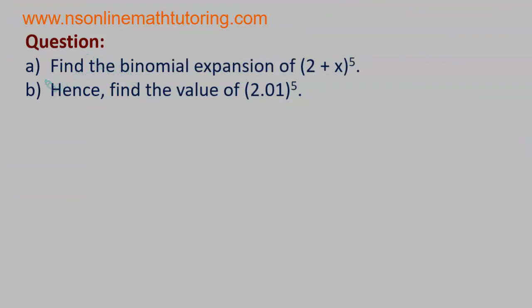Now they are saying there are two parts for this question. Subpart A says find the binomial expansion of (2 + x)^5. And subpart B says hence find the value of 2.01 to the power of 5. Okay, so let's start with our answer.